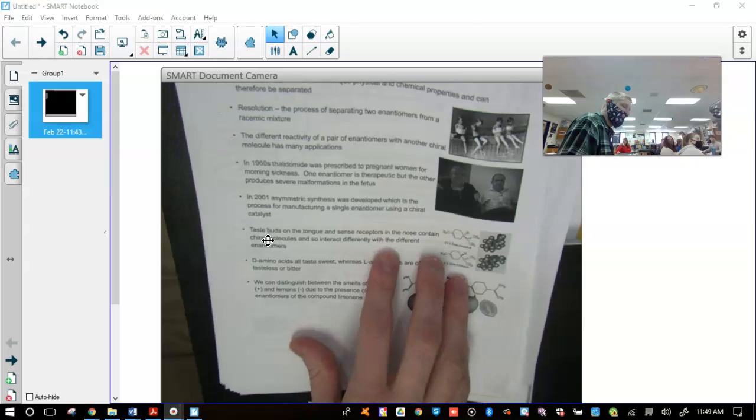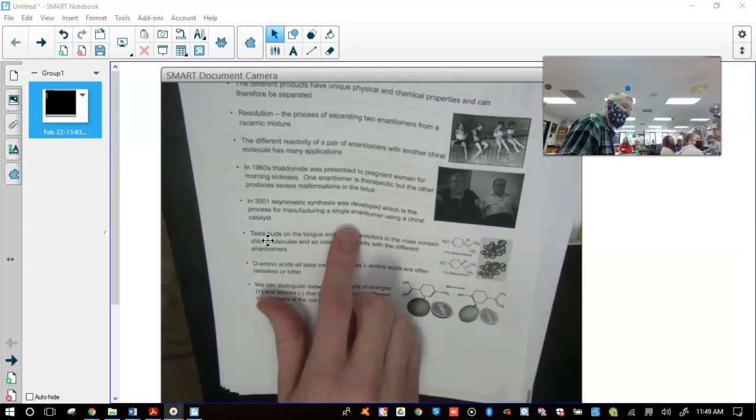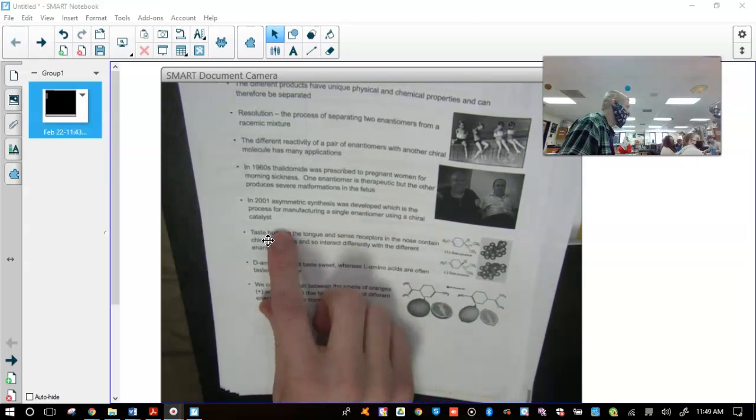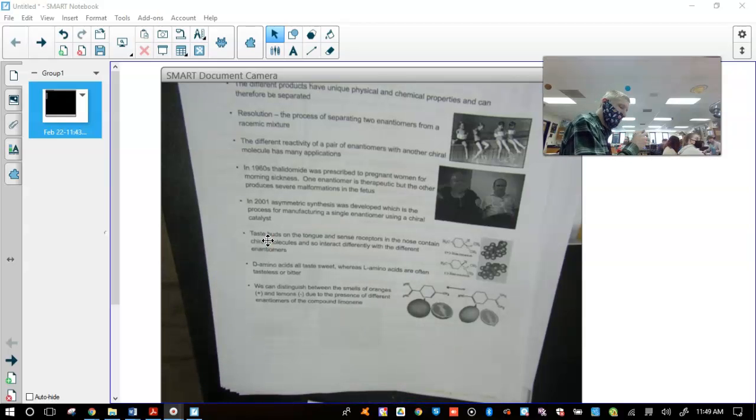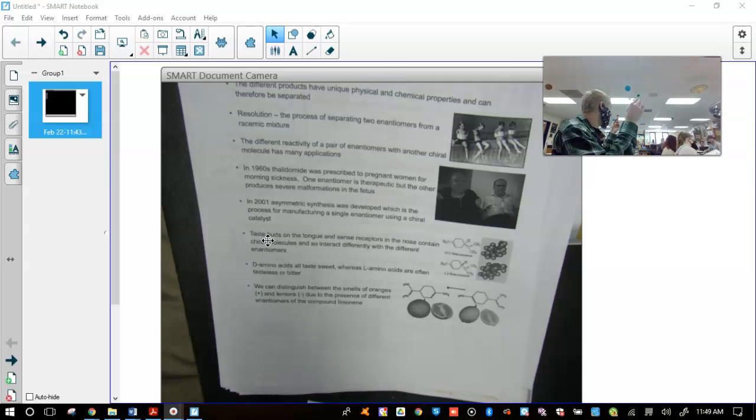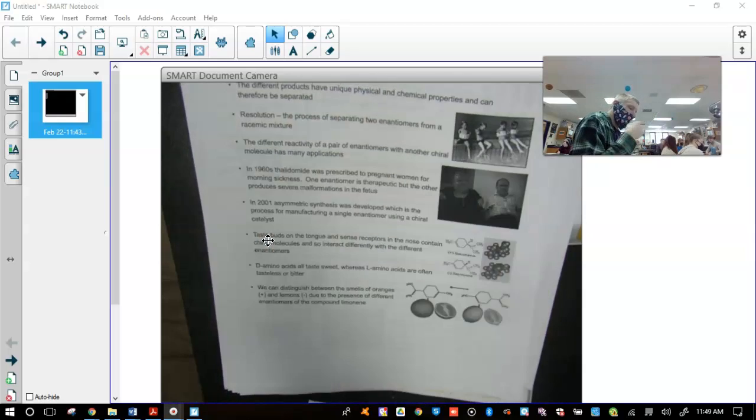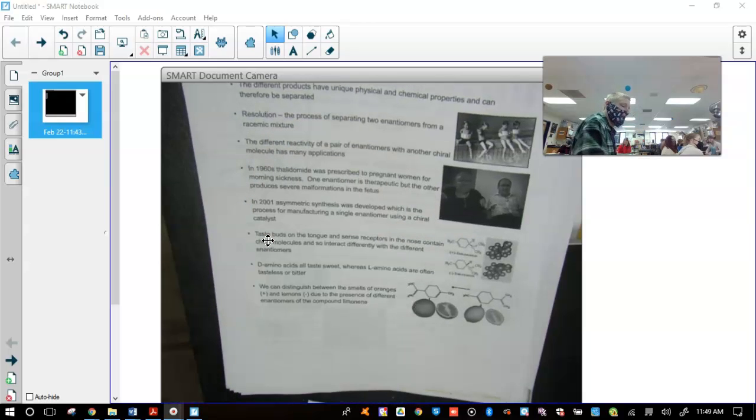Asymmetric synthesis was developed, which is a process for manufacturing a single enantiomer using a chiral catalyst. So basically you can easily make both isomers, but now they have different methods to be able to isolate and produce just one isomer. So yeah, the different products have unique physical and chemical properties and can therefore be separated. Resolution is the process of separating two enantiomers from a racemic mixture.